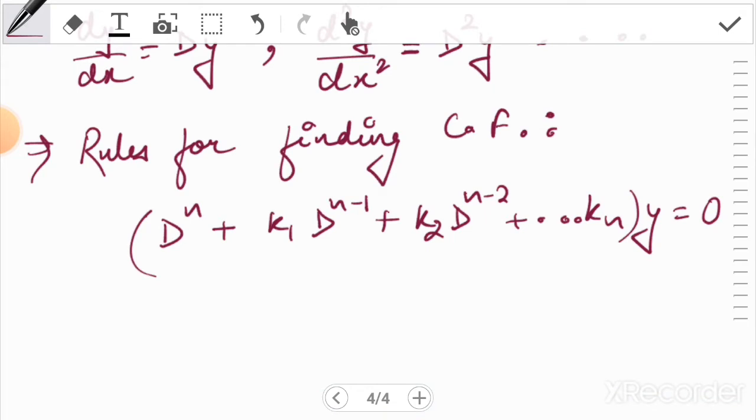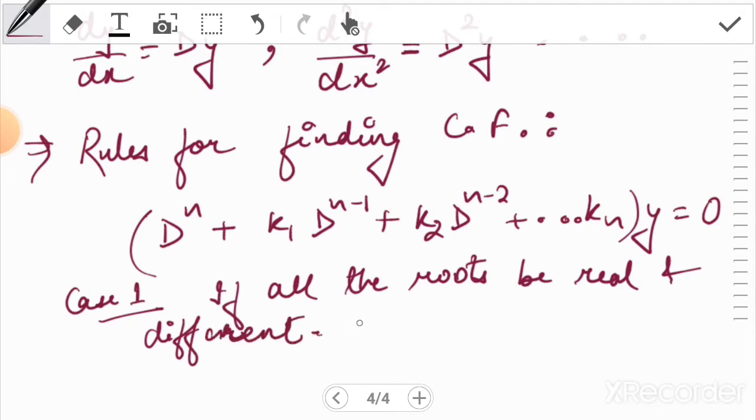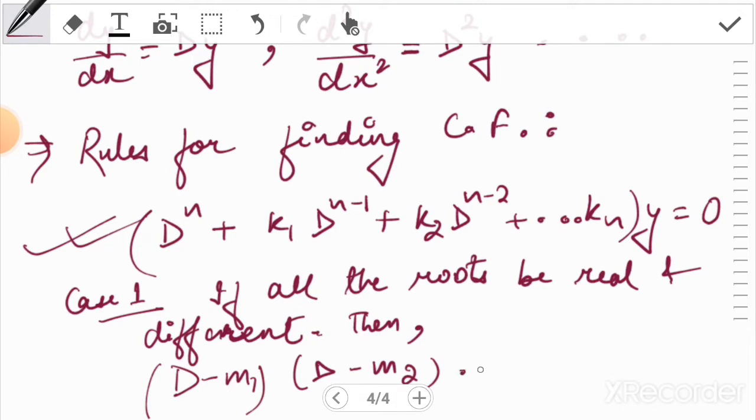Now, case 1: if all the roots are real and different, then this equation can be rewritten as equivalent to D minus m1, D minus m2, up to D minus mn, y is equal to 0, right?